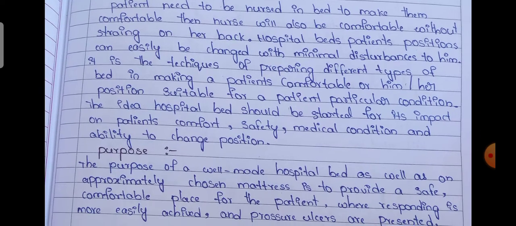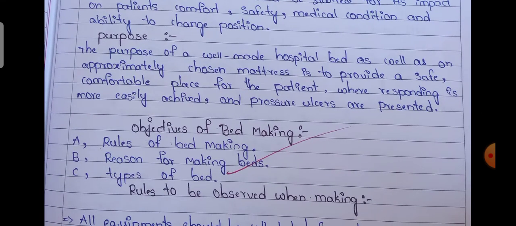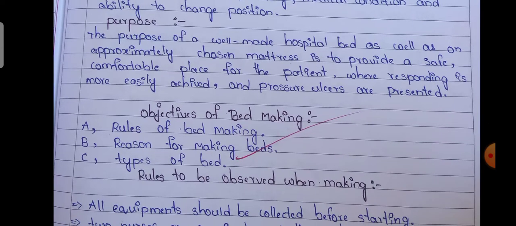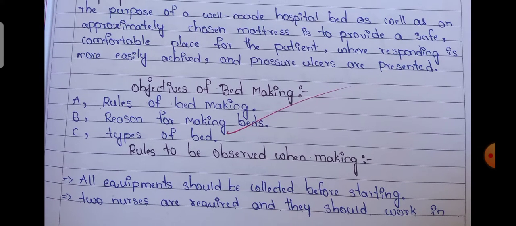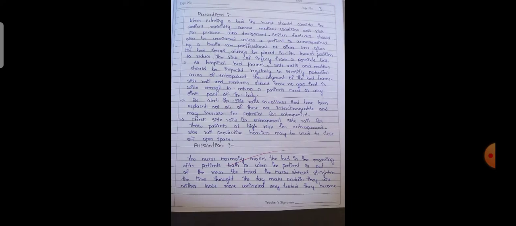Okay, so next, continuation of the introduction as well as the purpose and objectives, and rules to be observed when bed making. You can write this. When I was in BSc, some of our faculty madams gave nice notes. If I get those notes, I will try to give them separately. Until then, you try this one. Purpose and objectives of bed making, rules to be observed when bed making. It's clear. So next, coming to the continuation of this answer.